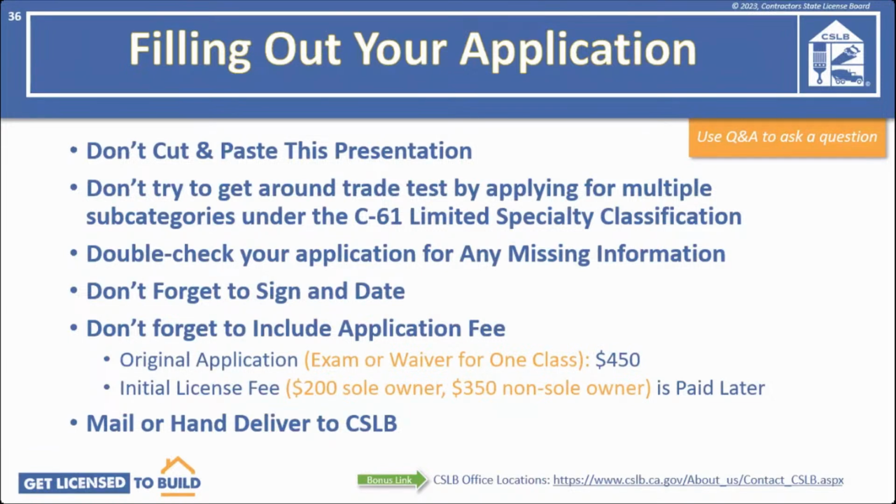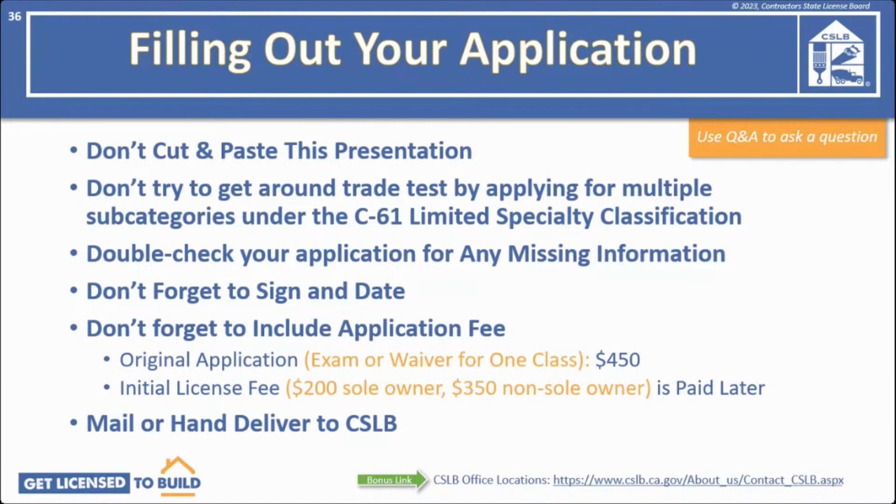One other note, CSLB gets more than 1,000 applications each month, so our application processing staff has seen it all. They've got 2 pieces of advice. First, don't cut and paste from this presentation. Also, don't try to get around having to take the trade test by applying for multiple subcategories under the C61 limited specialty classification.